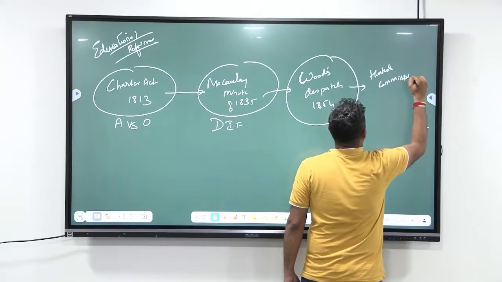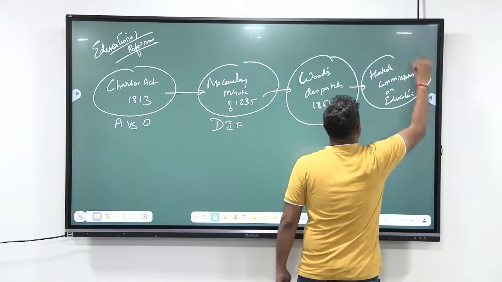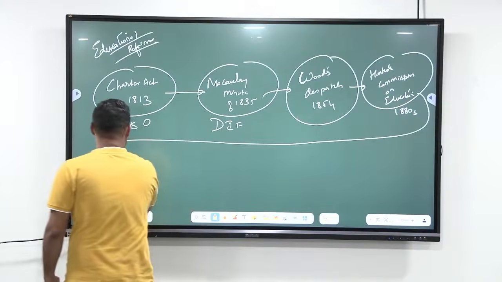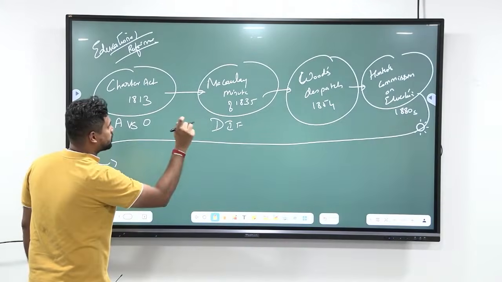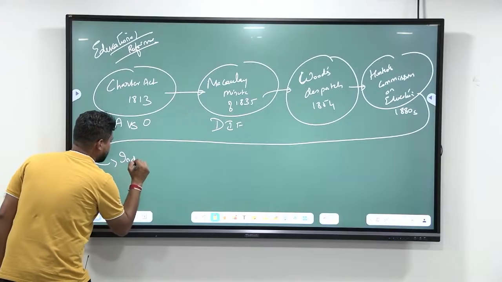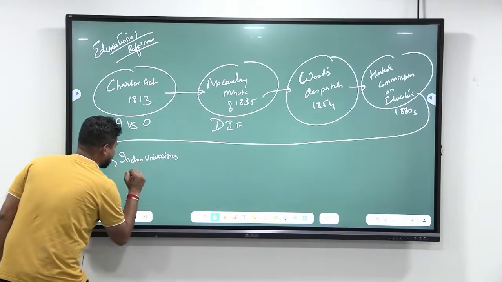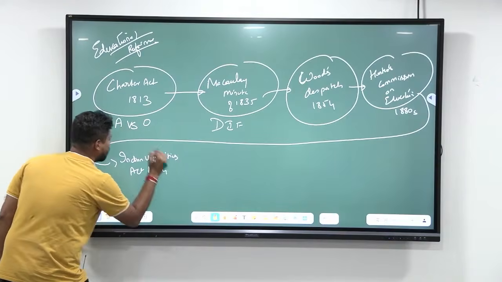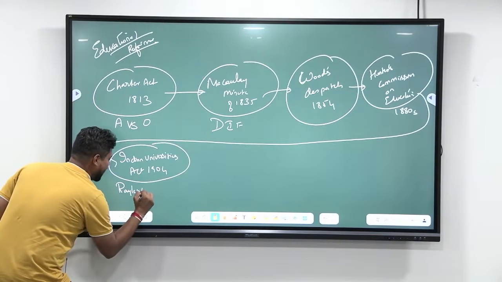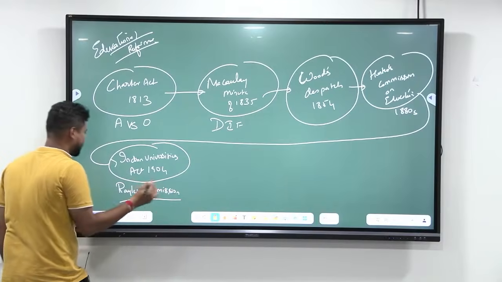After this comes the next, Hunter's Commission on Education. This comes in the 1880s. Again, you write next. I'm just going below because I don't have space. After Hunter's Commission on Education, then comes the Indian Universities Act of 1904. This was implemented on the recommendation of the Raleigh Commission during the time of Curzon.